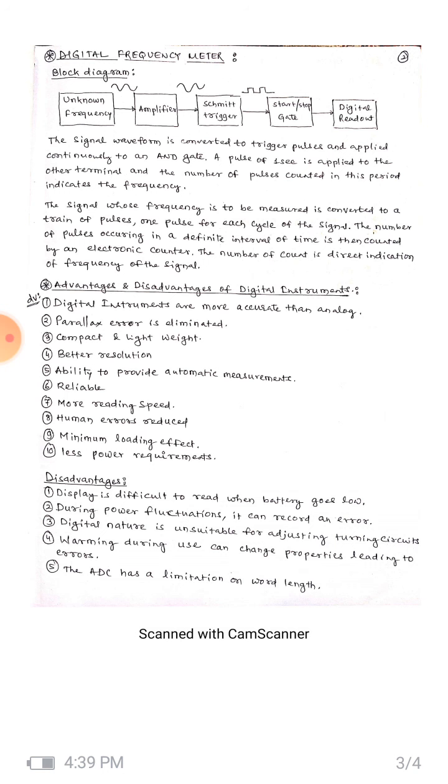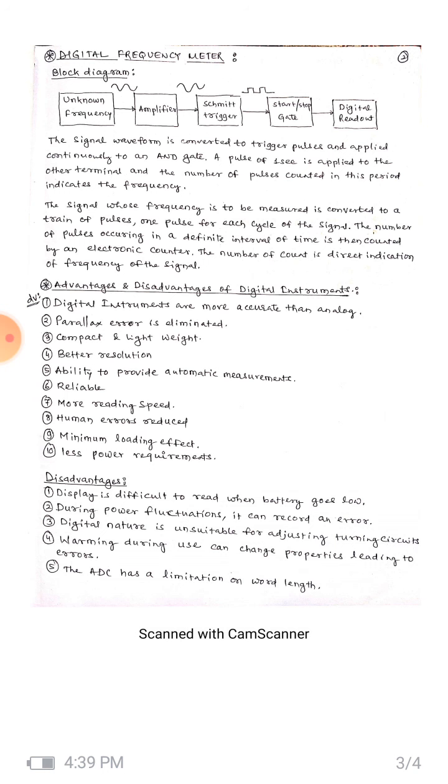And the disadvantages are: the display is difficult to read when the battery goes low. As we know, it works mainly on batteries, and if the battery is not in good condition, or if the battery is low, then definitely there will be a problem with the display. Then, during power fluctuations it can record an error. So that is one more disadvantage.